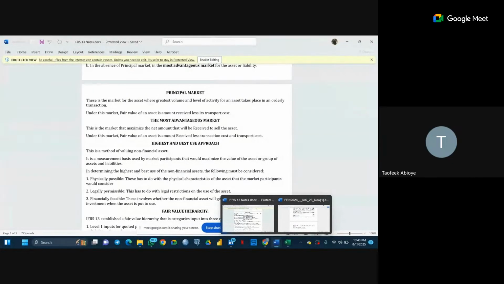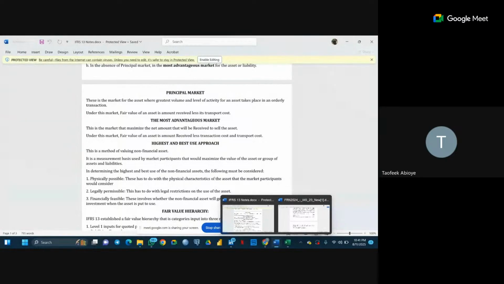And the fair value price will be the fair value amount less its transportation cost. We also have the most advantageous market. This is the market that maximizes the net amount that will be received to sell an asset. Under this market, fair value of an asset is the amount received less transaction cost and transport cost. So there is a clear difference between principal market and most advantageous market.